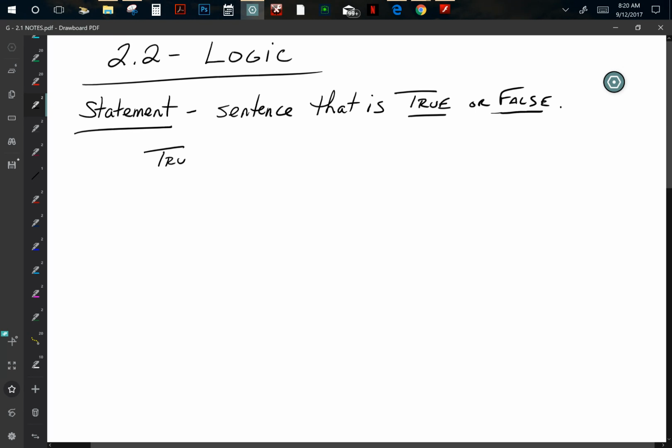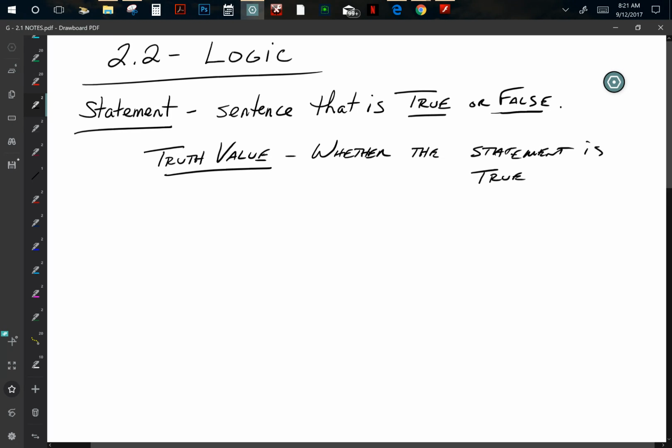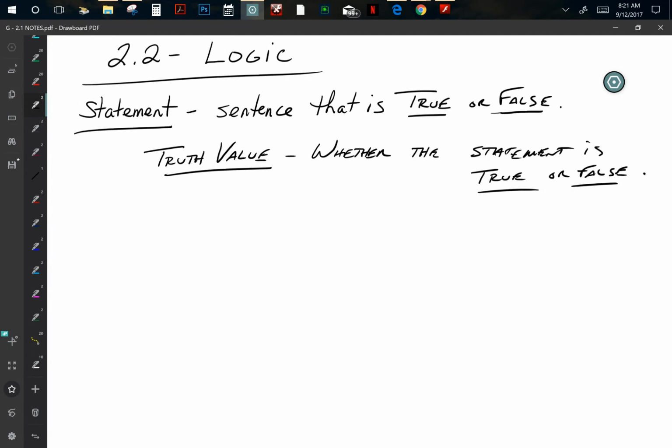Related to that, truth value. I don't know whether the statement is true or false. You guys could have probably guessed that one, huh? You understand what I'm saying? Now, here's the deal.